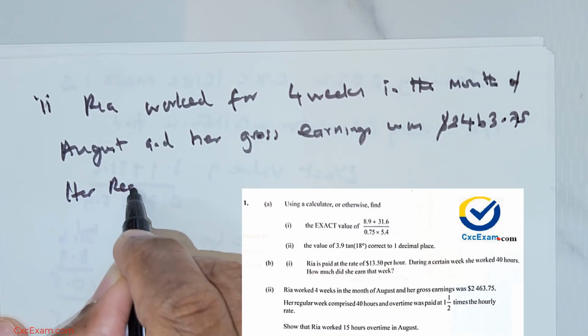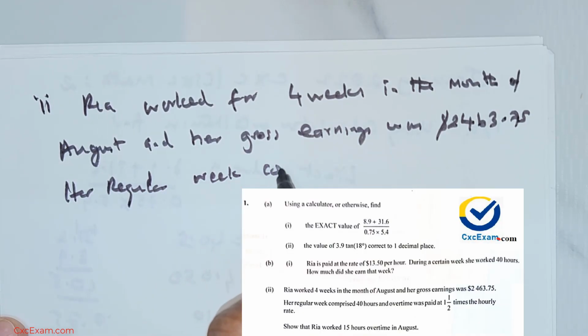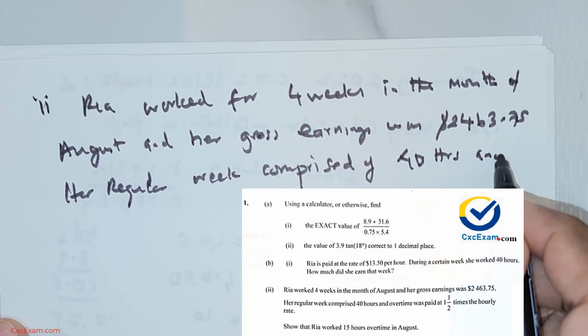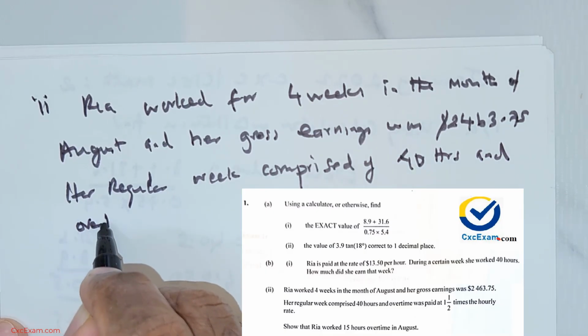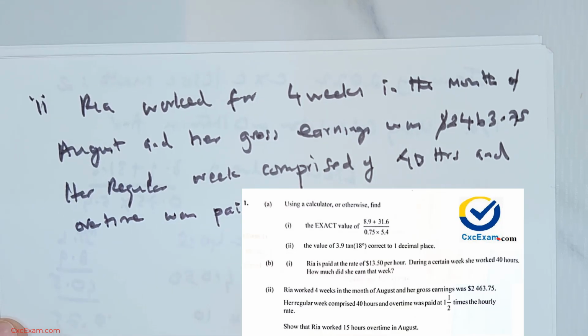A regular week comprised of 40 hours, and overtime was paid at 1 1/2 times the hourly rate.